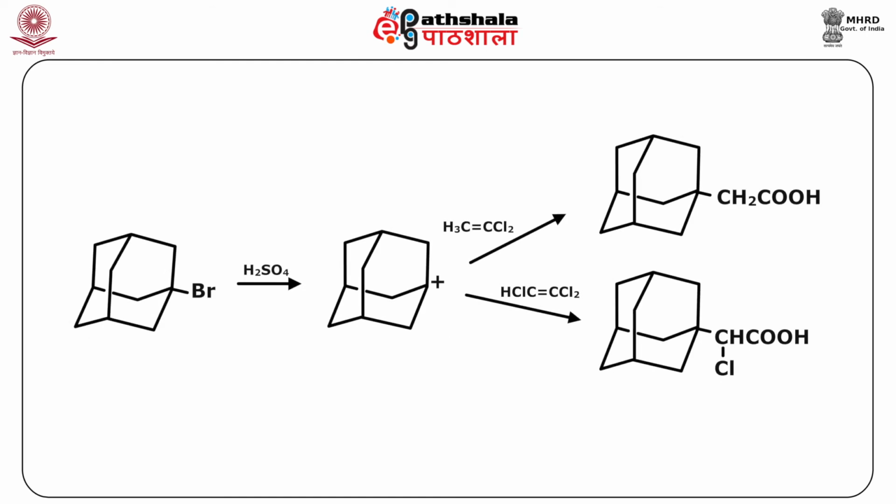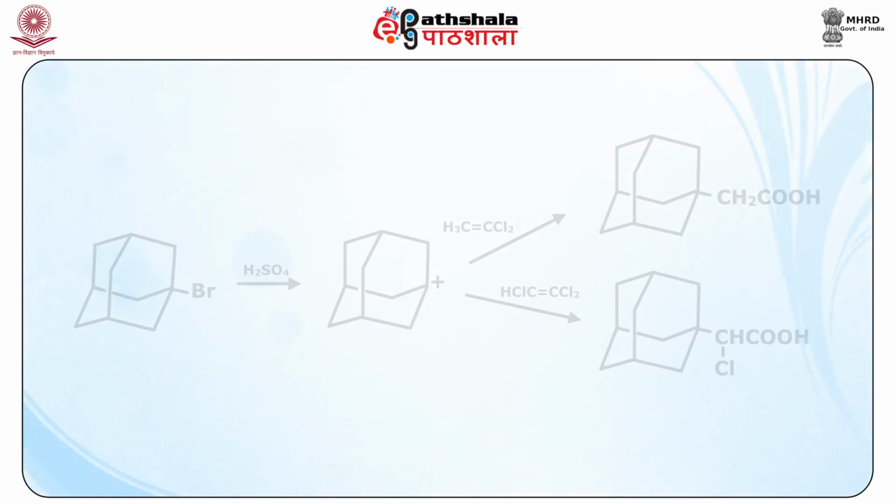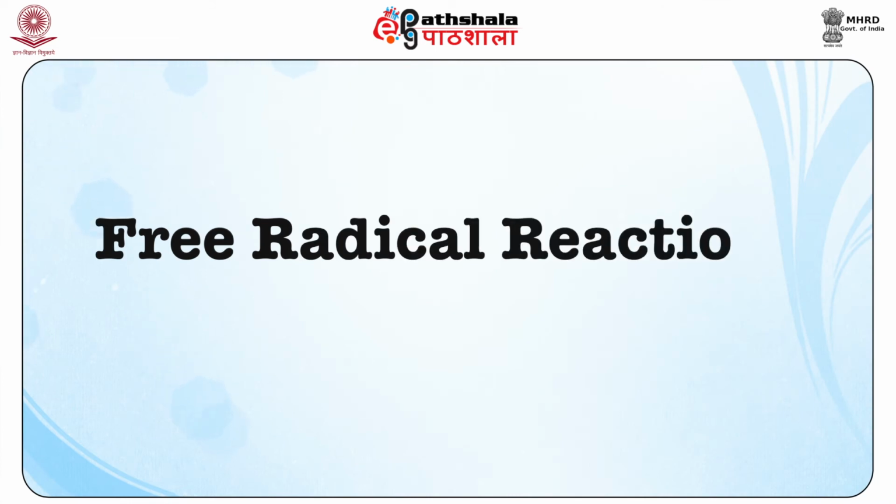Now 1,1-dichloroethylene and 1,1,2-trichloroethylene can also be used for the trapping of the 1-adamantyl cation. We can use these moieties to trap this cation to give 1-adamantyl acetic acid in the former case and alpha-chloro 1-adamantyl acetic acid in the latter case respectively as shown in this scheme. Now free radical reactions of adamantanes.